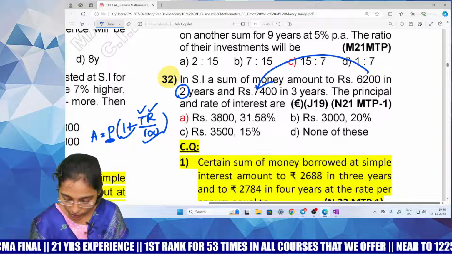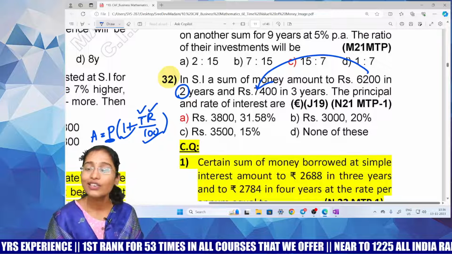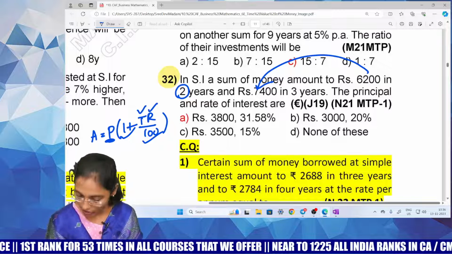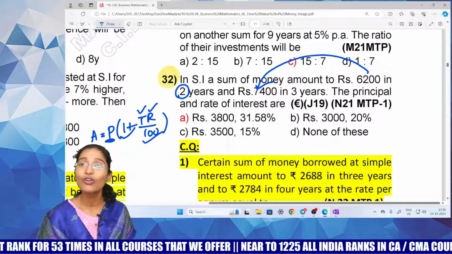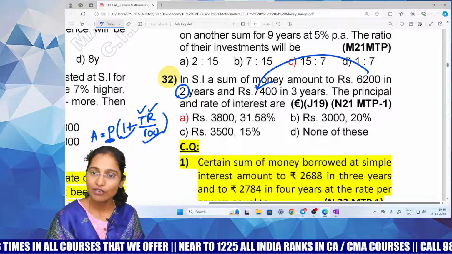6,200 and 7,400, the difference is 1,200. 1,200 is the interest for 1 year, no? Then tell me the interest for 2 years. 1,200 into 2. For 2 years, the interest is 2,400 and the amount is 6,200.